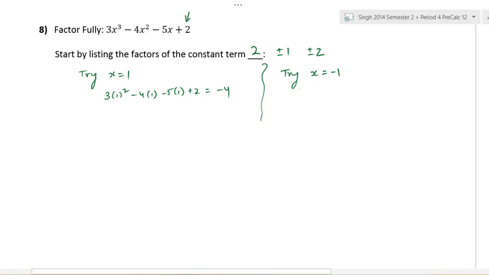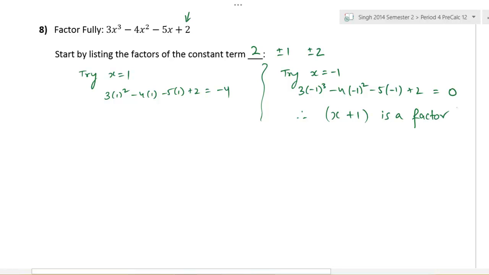Plug in x equals negative 1. 3 times negative 1 cubed minus 4 times negative 1 squared minus 5 times the negative 1 plus a 2. And in fact, it does work. When you plug that in, you're going to end up getting a result of 0. That means we know that x plus 1 is a factor.